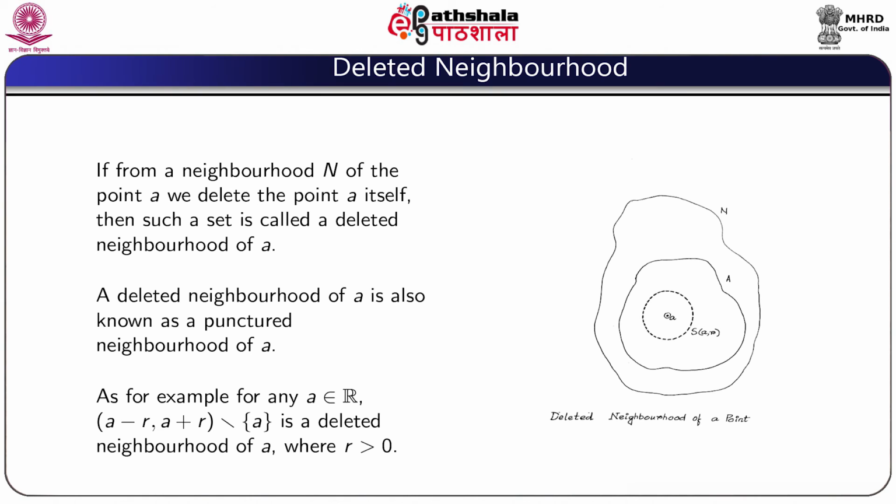Next, we discuss what we mean by a deleted neighborhood. If from any neighborhood N of a point A, we delete the point A itself, then such a set is called a deleted neighborhood of the point A. A deleted neighborhood of A is also known as a punctured neighborhood of A. For example, if we consider any real number A, then deleting the point A itself from the open interval (A minus R, A plus R), where R is a positive real, gives us a deleted neighborhood of the point A.